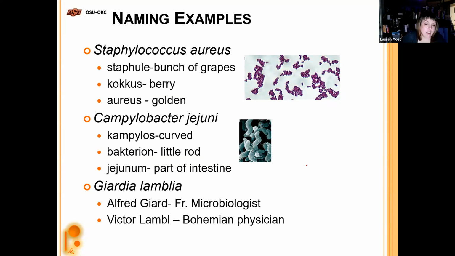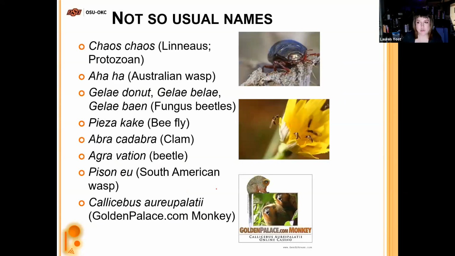And then we have Giardia lamblia. This is a protozoan. The Giardia part is named after Alfred Giard, a French microbiologist, I guess. And lamblia comes from Victor Lambl, a Bohemian physician who was involved in identifying the agent that caused the diarrhea from the water. It's like if you drink creek water or something. Yeah, I'm sure you know what happens.